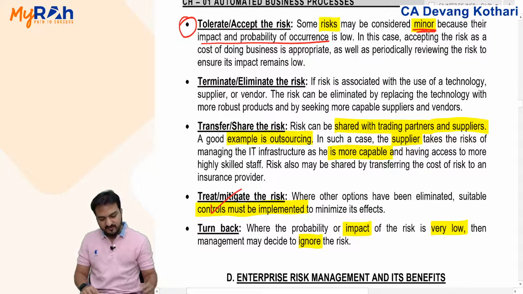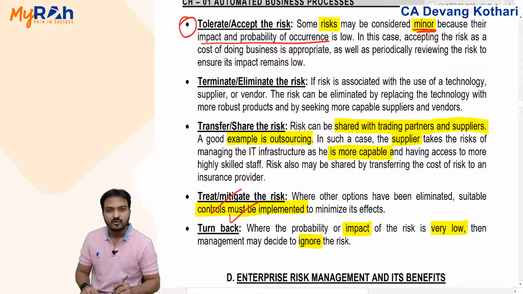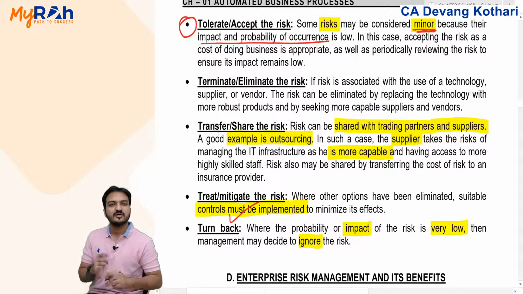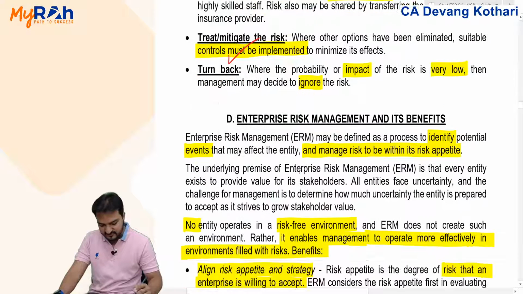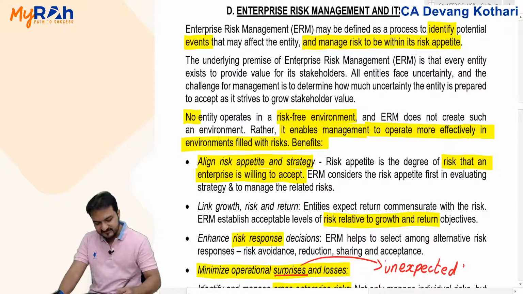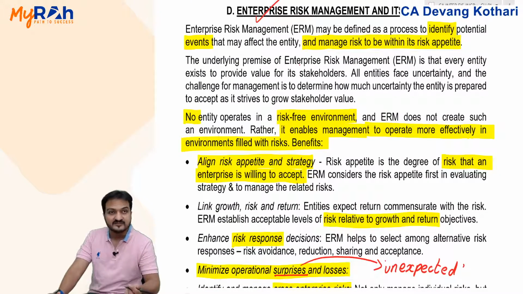Treat or mitigate the risk. Treating the risk or mitigating the risk means you implement controls against that risk. That becomes treating or mitigating the risk. These are the different risk management strategies. Next, enterprise risk management and its benefits.